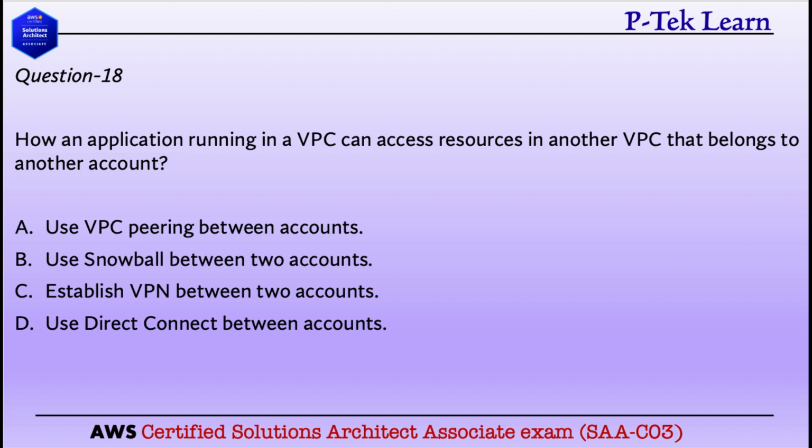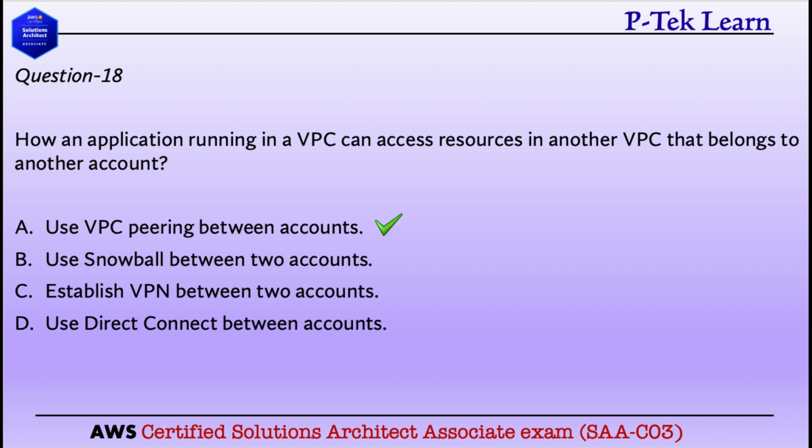Use VPC peering between accounts. Yes, so this is the correct option. By enabling VPC peering between accounts, we can establish the connection between VPCs belonging to different accounts, or the same account, or even existing in different regions. So this is the right answer.